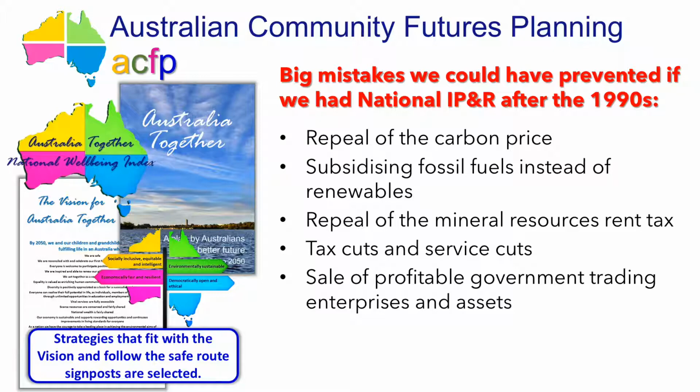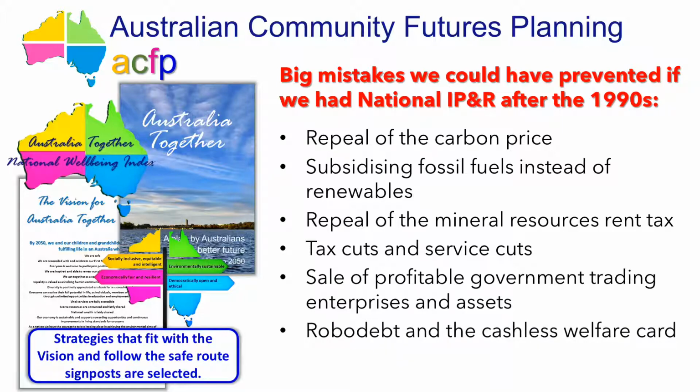And we could have skipped misguided policies like robo-debt and the cashless welfare card, which have weakened our social security and cohesion, created expensive mental health problems, not to mention domestic violence and suicide, and resulted in more than $1 billion that must be paid by taxpayers in compensation and legal fees.